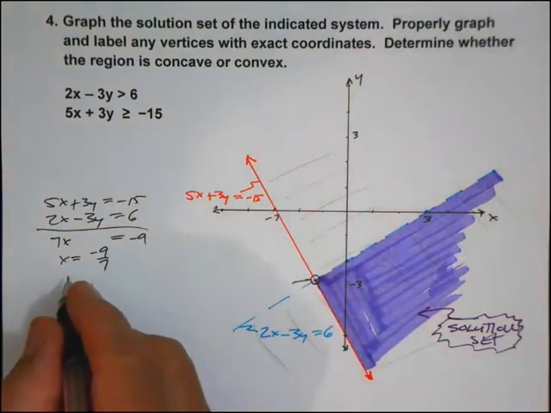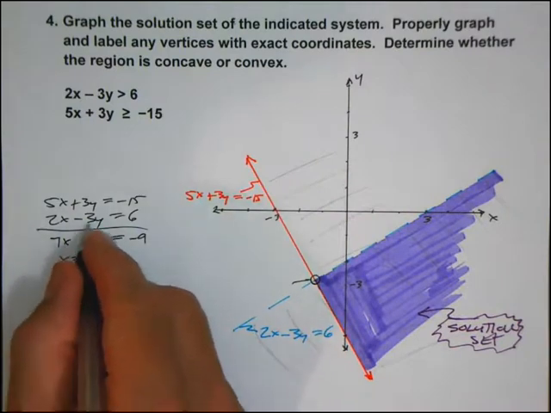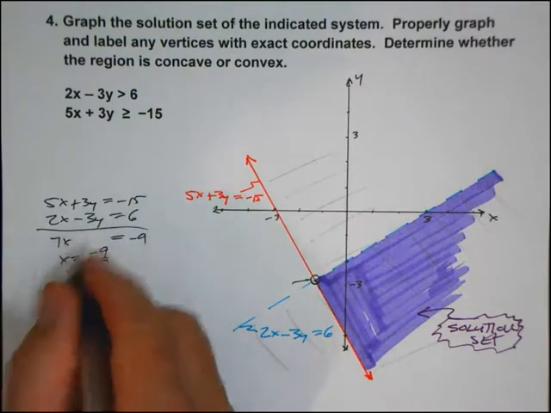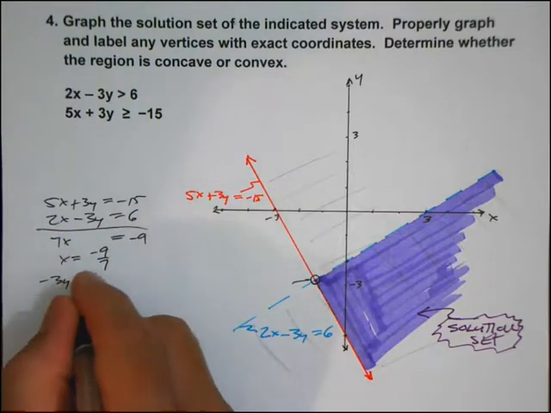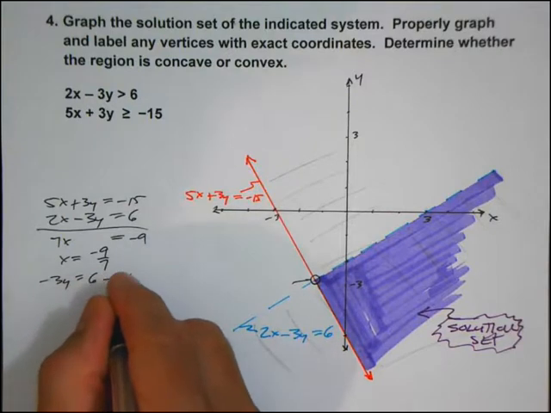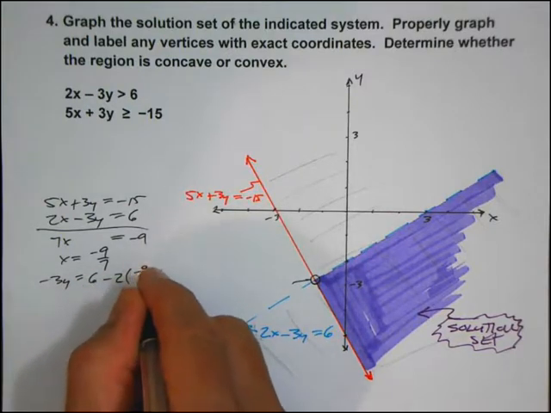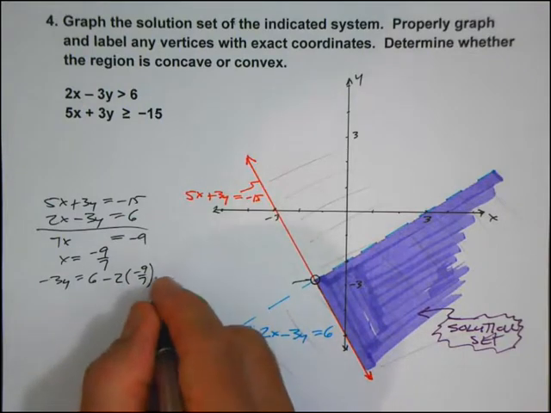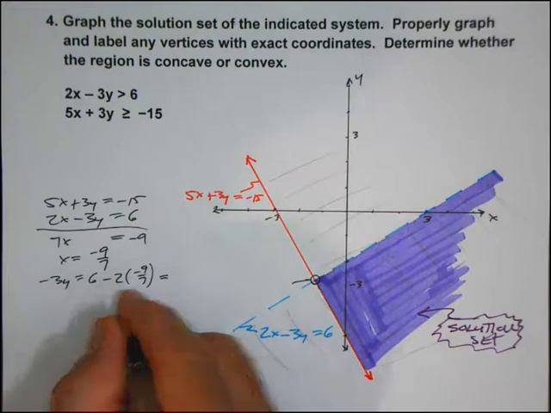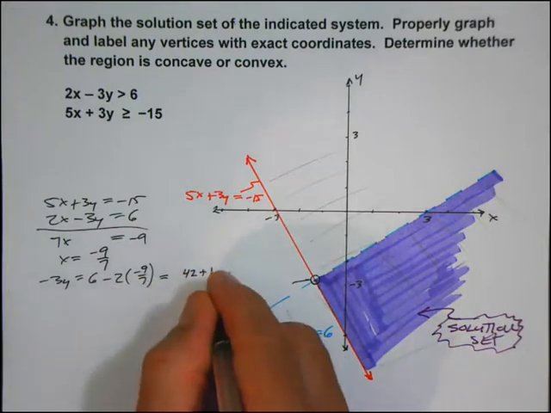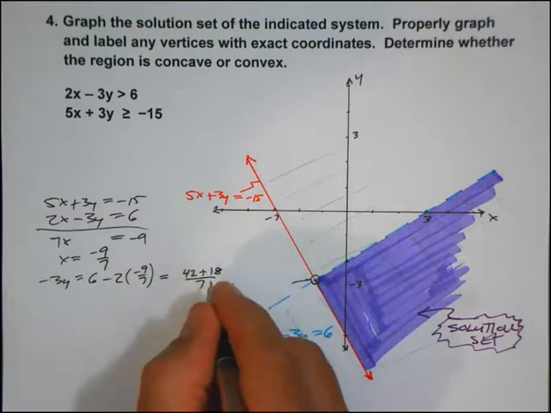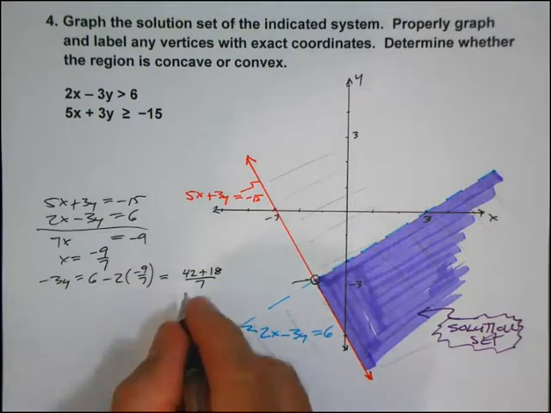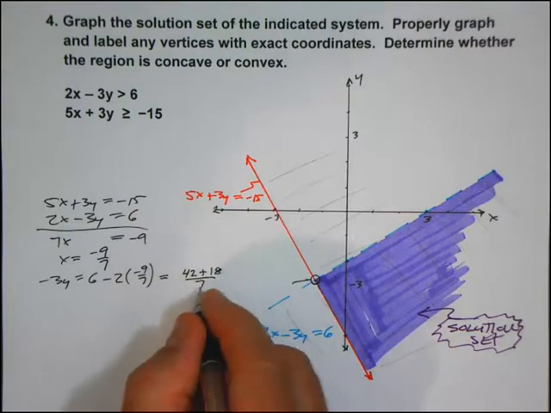We could use maybe this second equation as a source for y. Subtract 2x from both sides. Negative 3y would equal 6 minus 2 times negative 9/7. Okay, let's see if we go into the world of sevenths here. This will be 42/7. Minus a negative is plus. 2 by 9, 18 of them. Okay, so now we have here, let's see, 60/7.